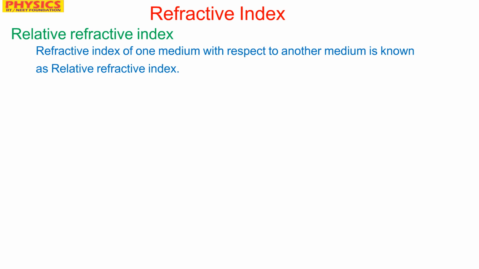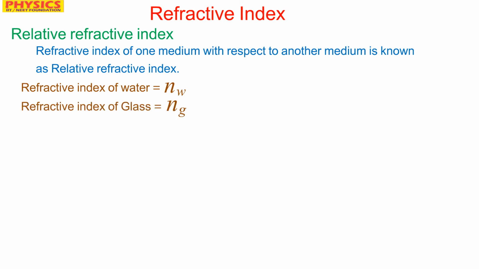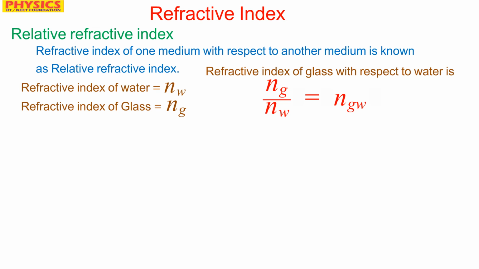So let us take the refractive index of water as Nw and the refractive index of glass as Ng. Then the refractive index of glass with respect to water can be written as Ng by Nw. Listen carefully. It is the refractive index of glass with respect to water, meaning here we are comparing the refractive index of glass with respect to water. So it can be written as Ng by Nw, or it can be written as Ngw. Clear? Let us see an example.